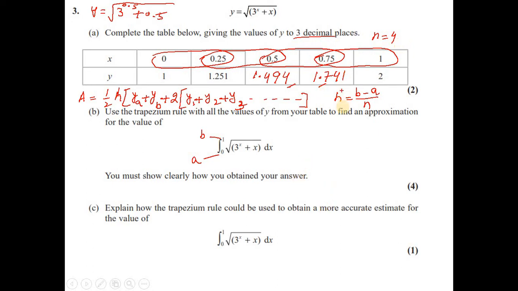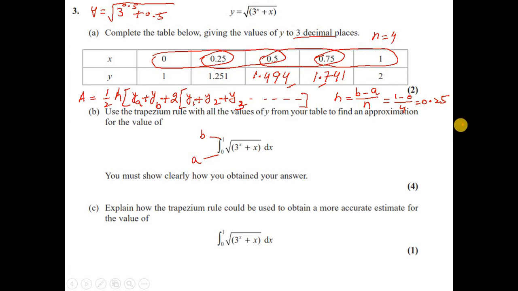Now you can find h from here, and you just substitute all the values. These types of questions are quite easy to solve and quite easy marks. So first you need to find h. So h would be equal to b minus a, that means 1 minus 0, divided by 4. That means this is 0.25, 1 divided by 4, so 0.25. This is the value of h.